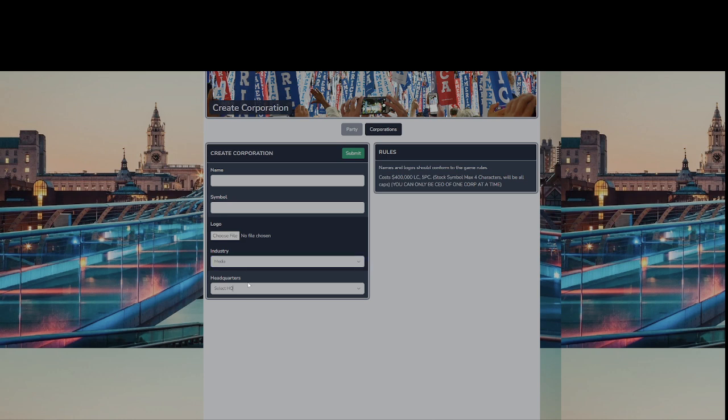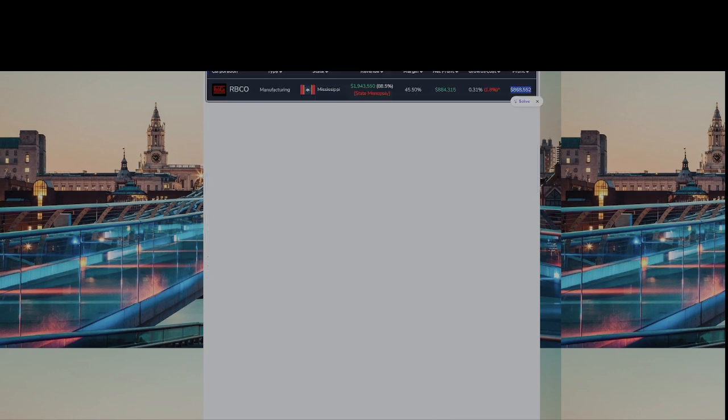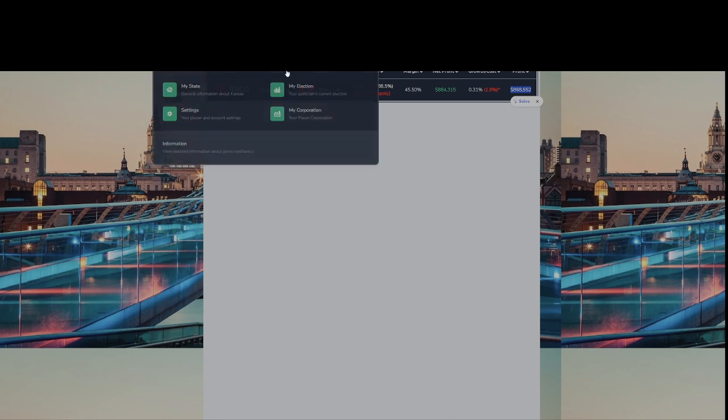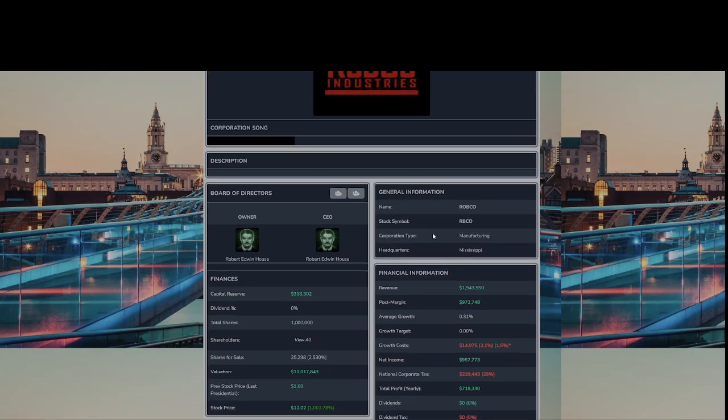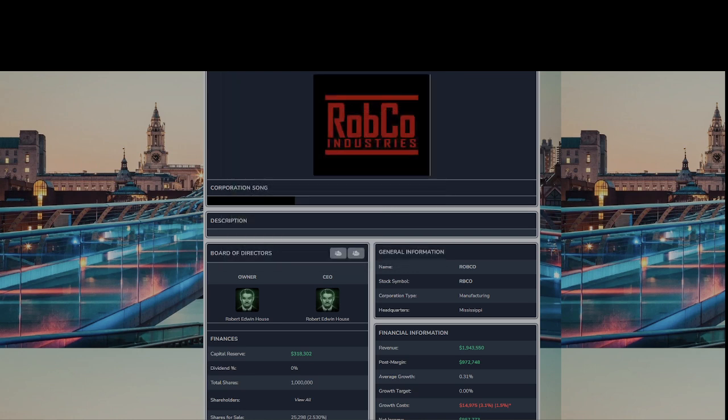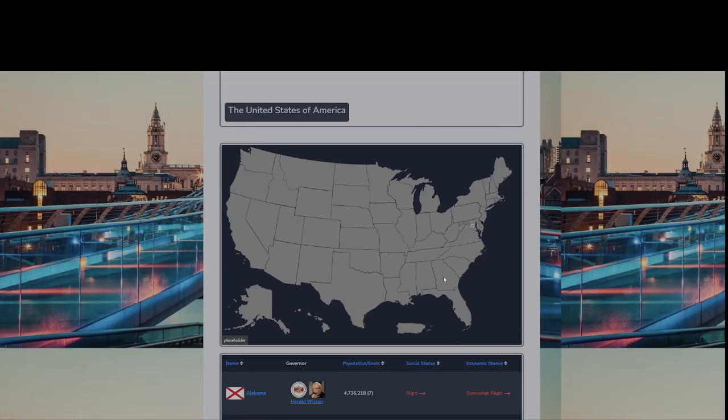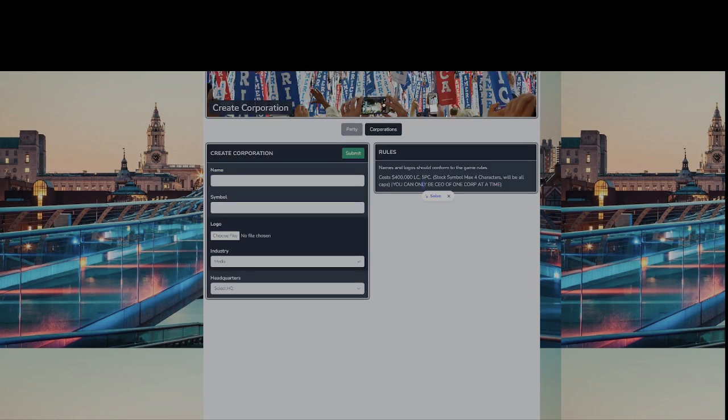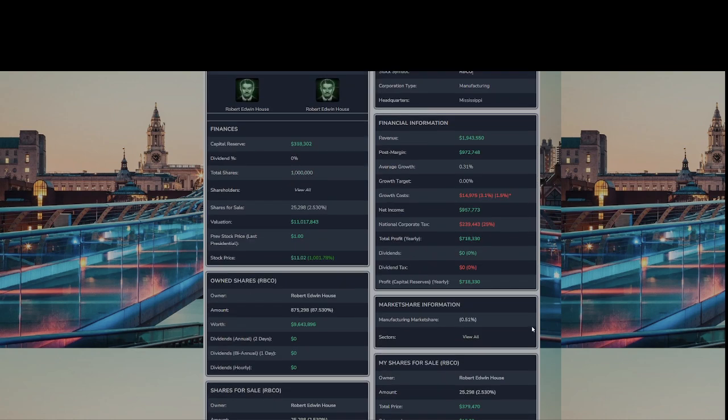Now, I said earlier that this also matters. Your headquarters also gives you a benefit and bonus to your sector type. So if I go to my corporation here, I'm manufacturing, and my headquarters is in Mississippi, so I will get an additional bonus in Mississippi, but I will also get a bonus in the states neighboring Mississippi. If I were to look at it on a map, it would be Alabama, Tennessee, Arkansas, and Louisiana. These are all neighboring states, which also gives you additional profit margin, which is what we're talking about here.